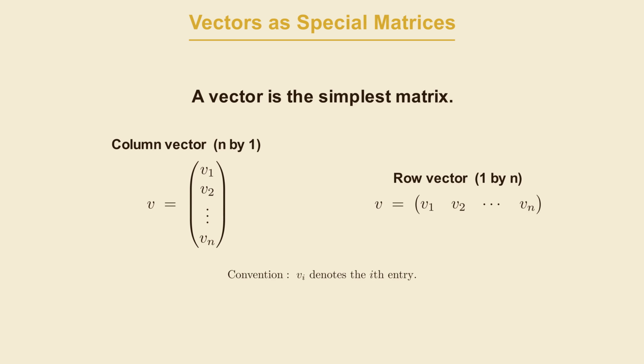When we write a column vector, we usually drop the second subscript and just write v sub i for the ith entry, since there's only one column. By default, when people say vector without saying which kind, column or row, they typically mean a column vector, and that's the convention that we're going to use for the rest of this course.